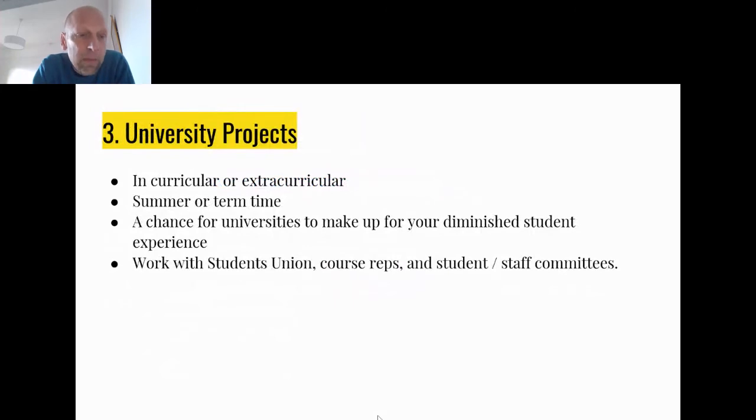Now, the other area is around projects which your university provides or offers to you. Okay, now these could be something which is done as part of a module, in curricular, or as an extracurricular project, where the university sources projects to allow its students to gain experience working from home. And this is something I've been working on at the University of Sheffield, and we've had a lot of interest from students because these projects have allowed them to do work that fits around their studies, but take on a genuine piece of work that interests them and to develop their skills. And there might be things that you can do over the summer or during term time.